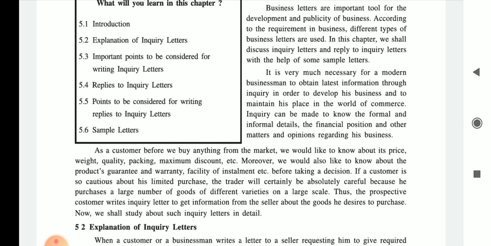In this chapter, we shall discuss the inquiry letters and replies to inquiry letters with the help of some sample letters. See, we will discuss some inquiry letters as well as some replies to the inquiry letter with the help of some sample letters. With some sample letters means you have to learn about some samples which are very important for the business purpose. So we are going to start some business activity and business letters, how they can be written and how they can be replied.